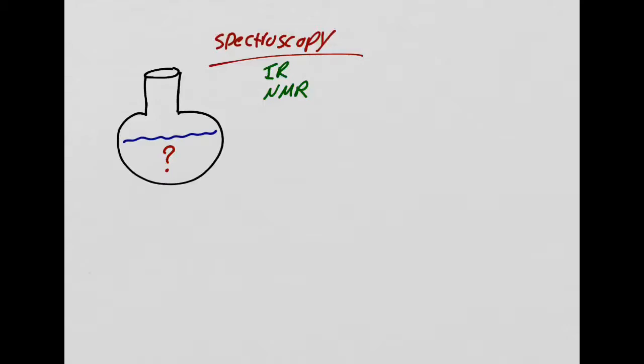So what we started talking about, we said we're going to learn that if we have a flask and inside our flask we have a solution and we don't know what is inside this solution, we are going to use spectroscopy to figure out what is the compound in here. The two spectroscopies I'm going to go over are IR and NMR to figure out what is in my flask. So far, so good. Okay.